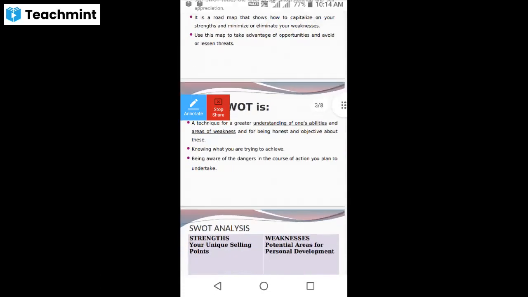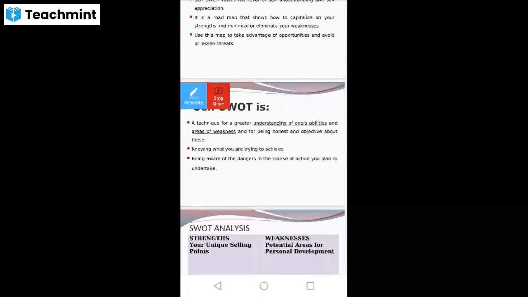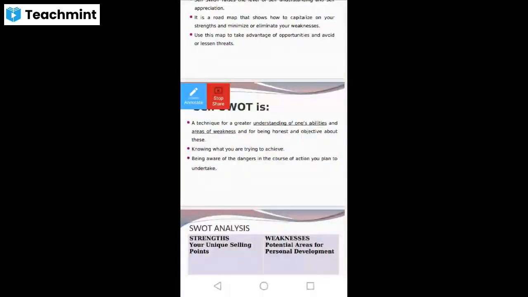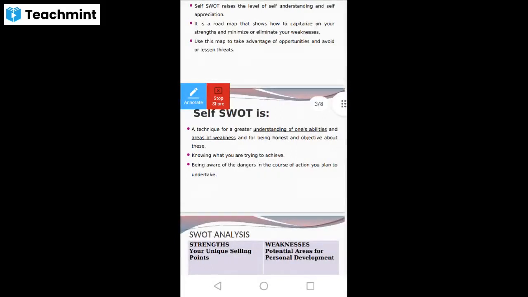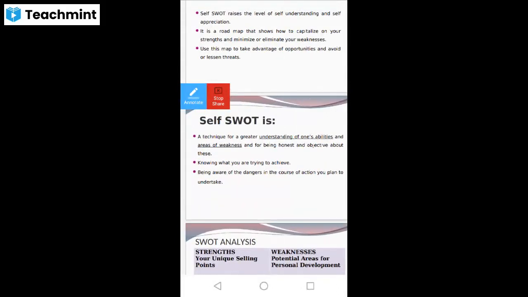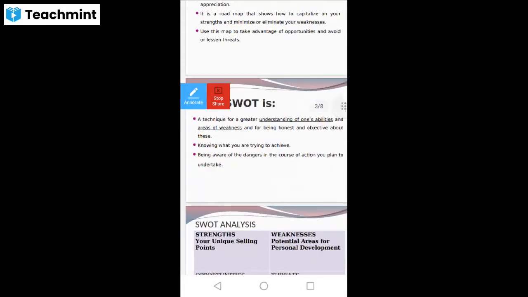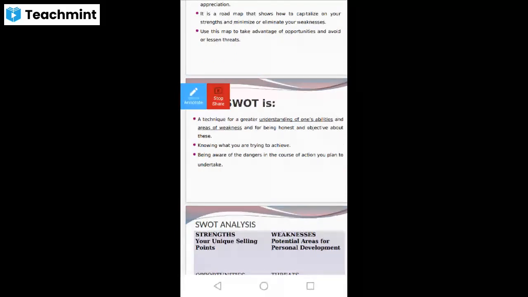Next, knowing what you are trying to achieve, what you are going to achieve through this analysis. Suppose you want to achieve success. This is the first strategy. You have to analyze yourself. Knowing what you are trying to achieve, be aware of the dangers in the course of action you plan to undertake. What kind of challenges? Suppose you want to achieve something.